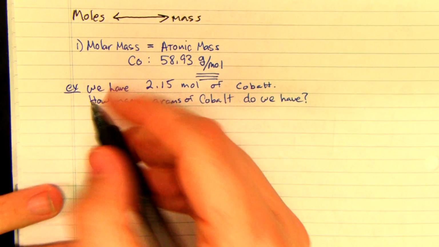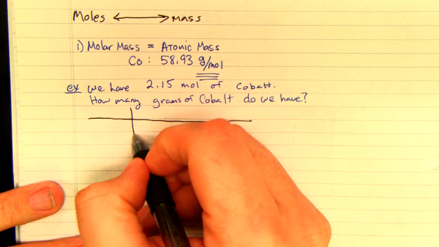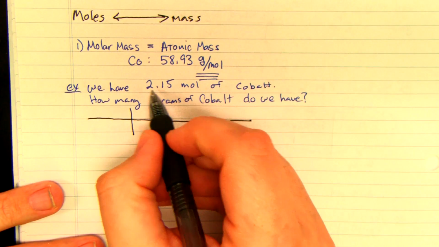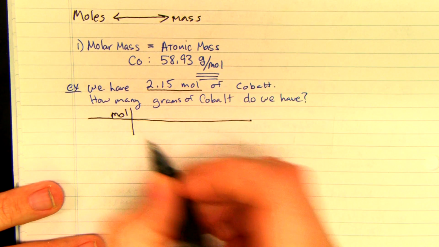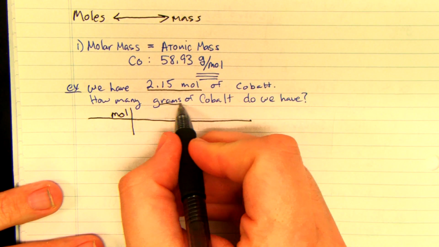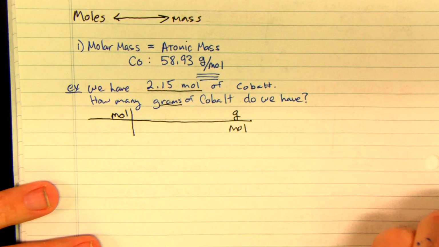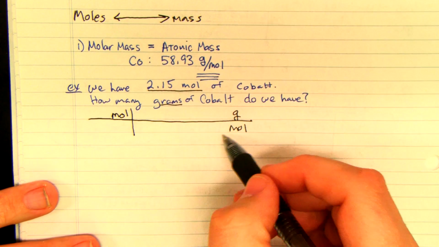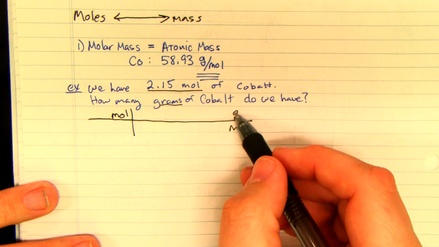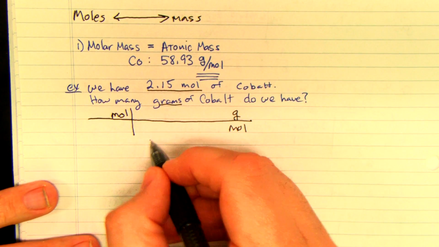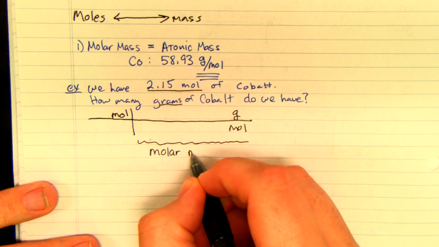But if you take the time to just kind of do this, and what are we starting with? We're starting with moles. So I'm going to put moles up here, and I want to end up with grams. So I need moles per gram. But instead of moles per gram, since I want to divide out the moles, I'm going to divide out the moles this way, and I'm going to have grams up top. So this conversion right here is your molar mass.